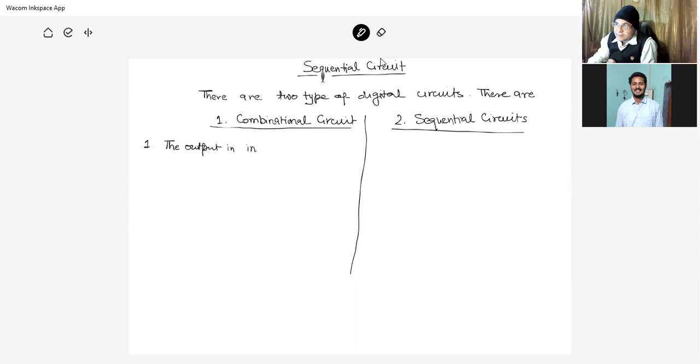instant response of input. Instant response of input. For example, suppose this is a circuit, and here is the input. So the output is your instant response.